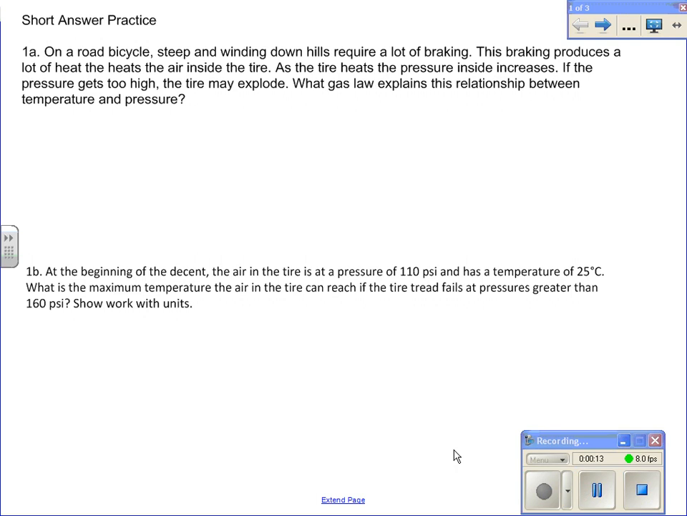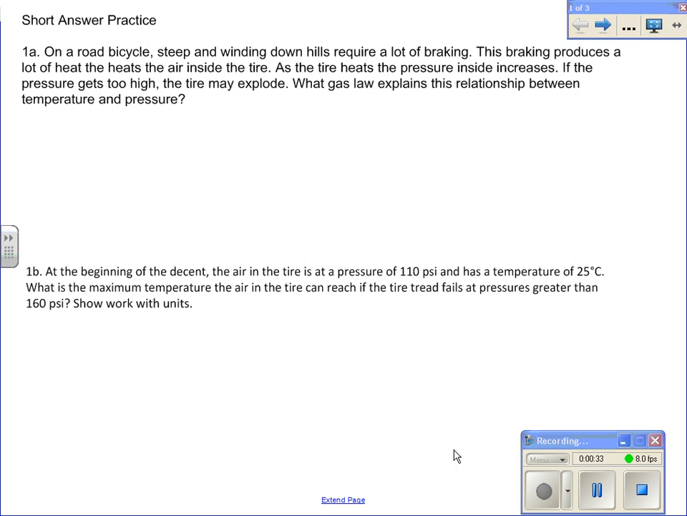First question, on a road bicycle, steep and winding roads require lots of braking. This braking produces a lot of heat and heats the air inside the tire. As the air heats and the pressure inside increases, I should say, if the pressure gets too high, the tire may explode. What gas law explains this relationship between temperature and pressure?